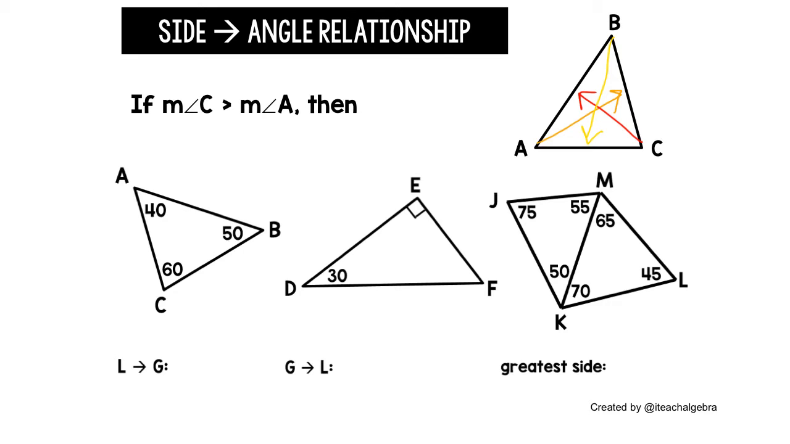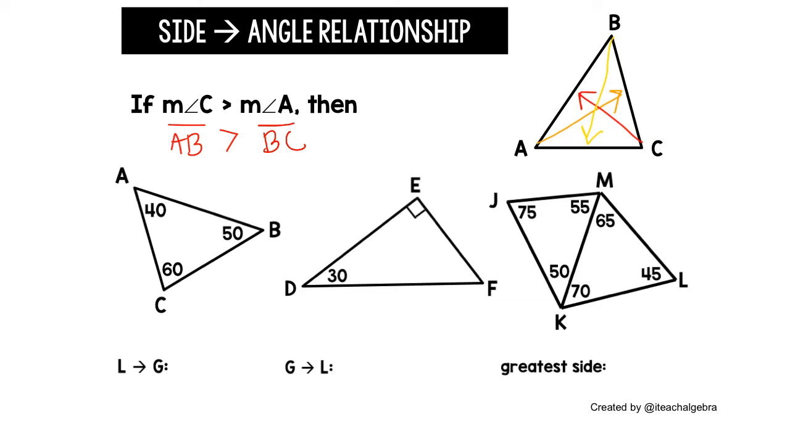So if the measure of angle C is greater than the measure of angle A, that means C is bigger than A. So if C is bigger than A, then it goes with side AB. So segment AB is going to be greater than the one that corresponds with angle A, which is segment BC.